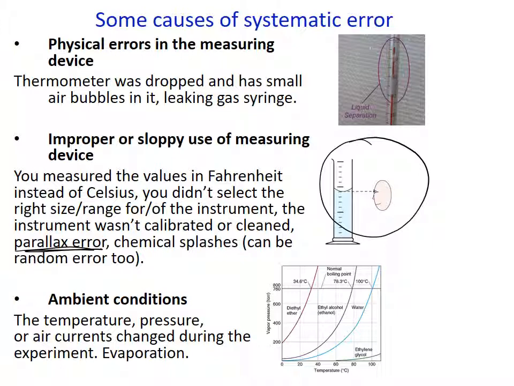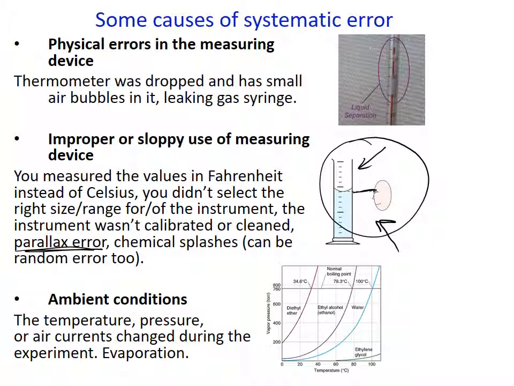Something called parallax error, which is seen in this image on the right here. So he's looking straight on, or she. That means that you're reading the value straight ahead, so there's no parallax error. But if you're reading it, say, from above or below, then you're going to have an inaccurate view of where the actual liquid level is. So it's important to be parallel with the meniscus when you're reading it.